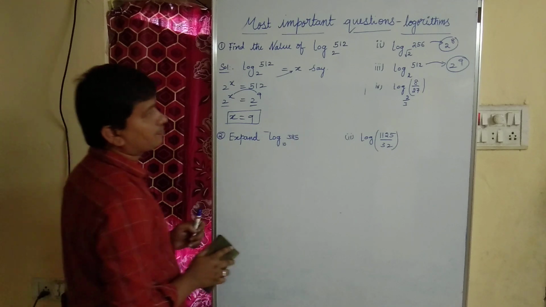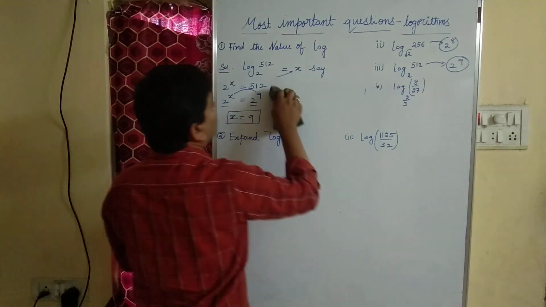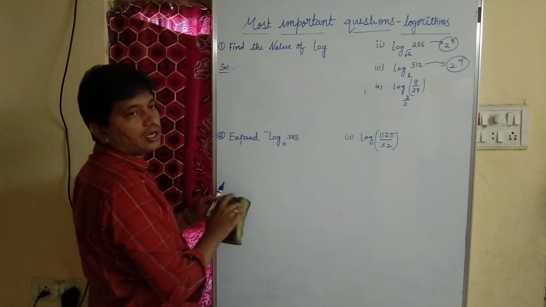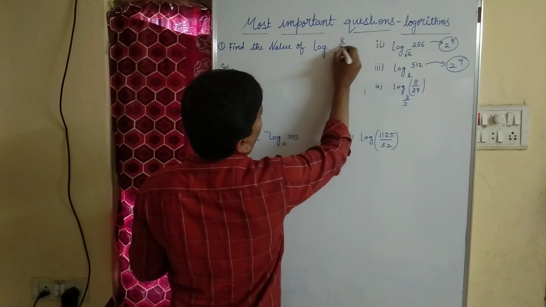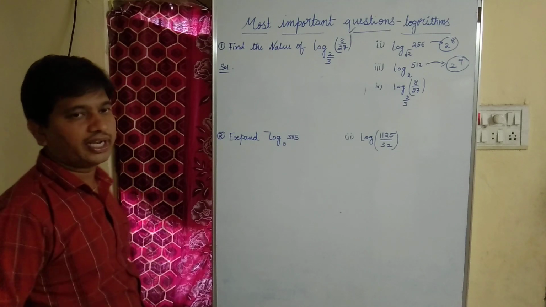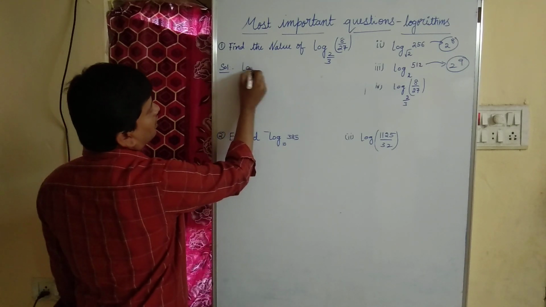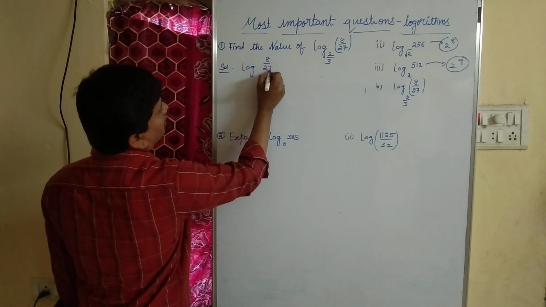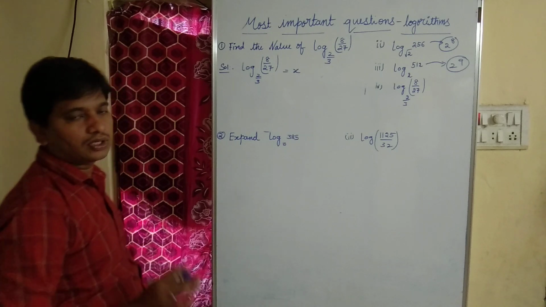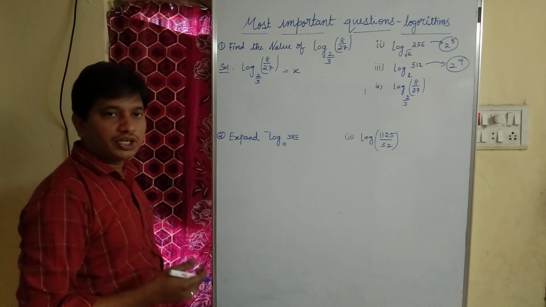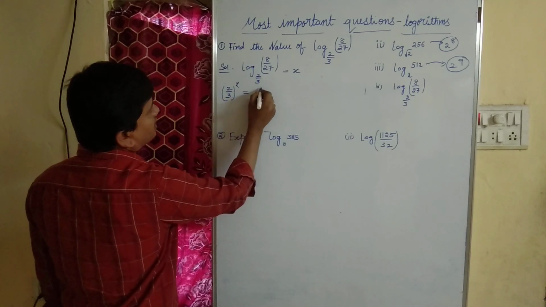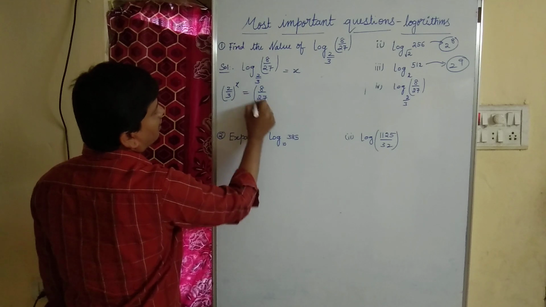Now coming to fourth question. Our fourth question is find the value of log 8 by 27 to the base 2 by 3. Right? So log 8 by 27 to the base 2 by 3, that will be x. Now which is in logarithmic form, convert into exponential form. I mean 2 by 3 whole to the power x equal to 8 by 27.